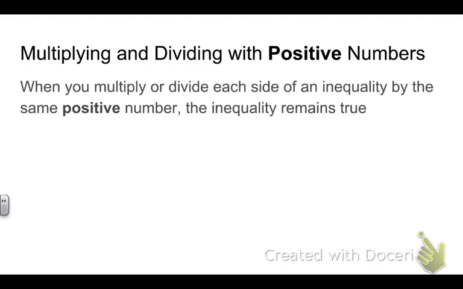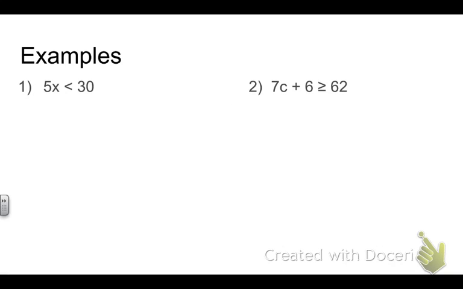Multiplying and dividing is a little bit different. So when you have positive numbers, again, nothing's going to change. Alright, the inequality is going to remain true when you are multiplying and dividing with positive numbers. Again, treat it just like an equation. So a couple of examples.